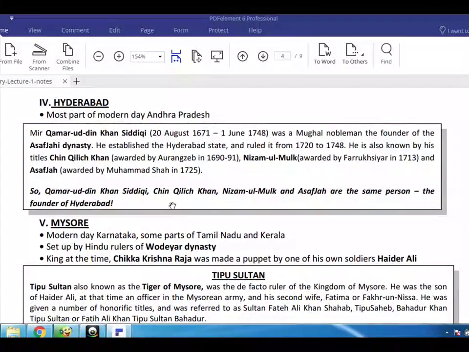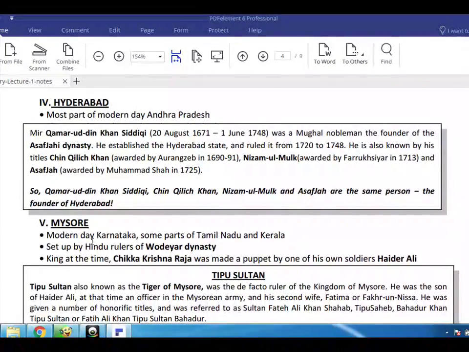Mir Qamaruddin Khan Siddiqui, August 28, 1671 to June 1, 1748, was a Mughal nobleman, the founder of the Asaf Jahi dynasty. He established the Hyderabad state and ruled it from 1720 to 1748. He is also known by his titles Chin Qilich Khan, awarded by Aurangzeb in 1690-91, Nizam-ul-Mulk, awarded by Farrukhsiyar in 1713, and Asaf Jah, awarded by Muhammad Shah in 1725. So, Qamaruddin Khan Siddiqui, Chin Qilich Khan, Nizam-ul-Mulk, and Asaf Jah are the same person, the founder of Hyderabad.